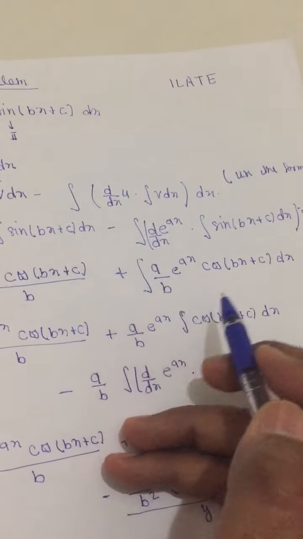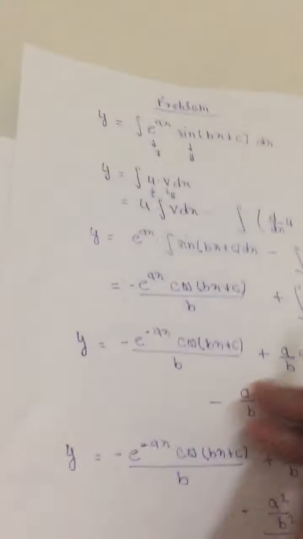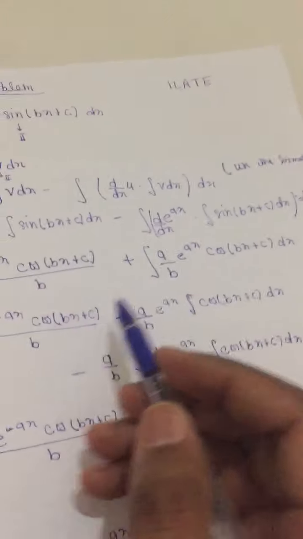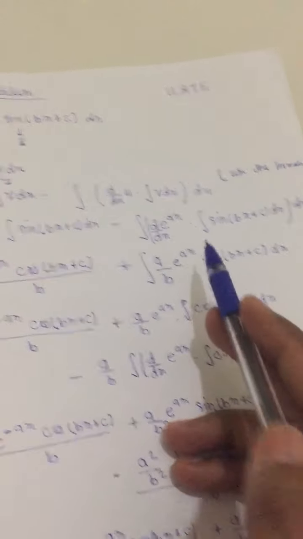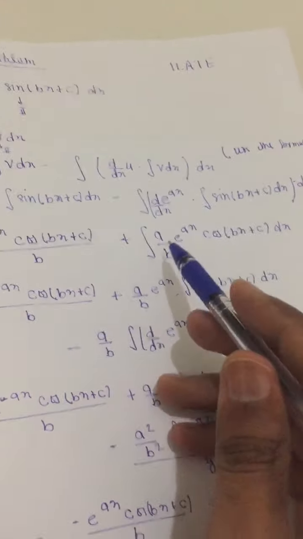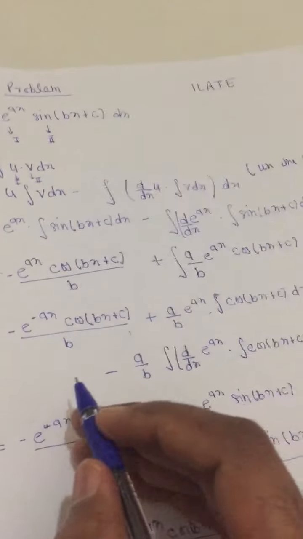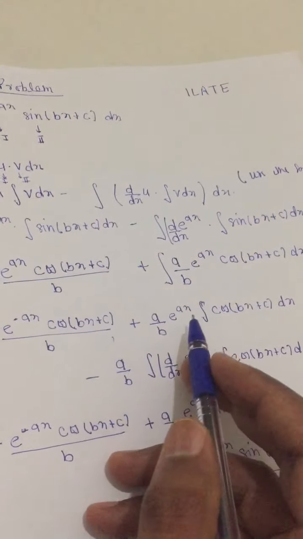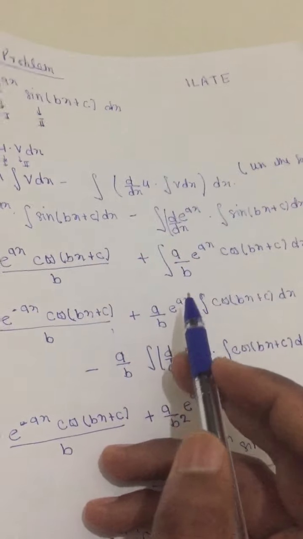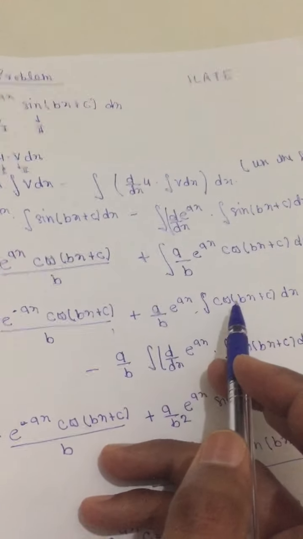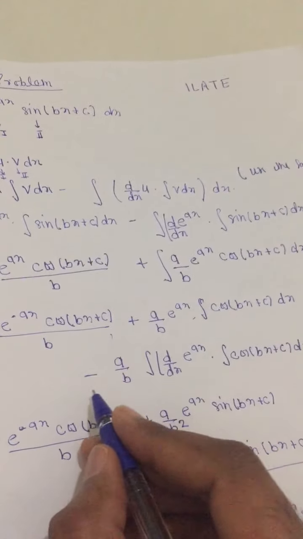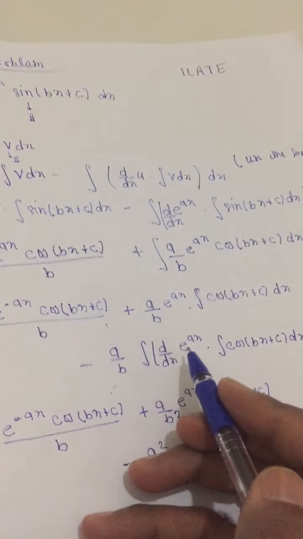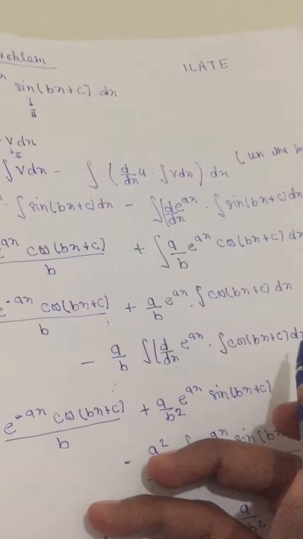Now this is another integration we have. Now y equal to this one and this one. Again we will apply the product rule here. The same rule we will apply, ILATE rule here. What we have? Y equal to minus e to the power ax cos bx plus c upon b plus a by b, e to the power ax sine bx plus c upon b. Same product: first function, integration of second function, minus a by b, here integration d by dx e to the power ax, integration of this one, dx.